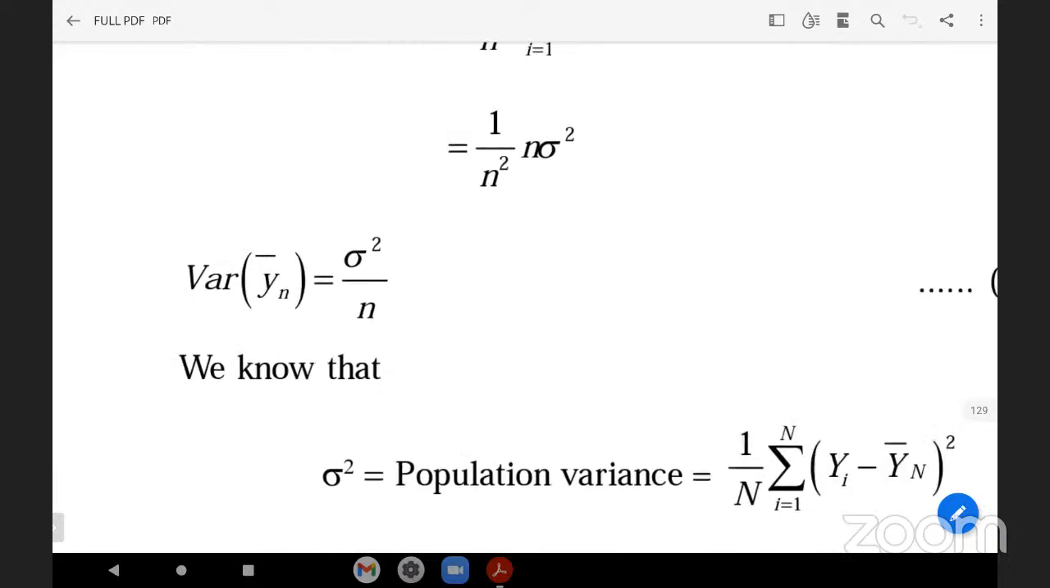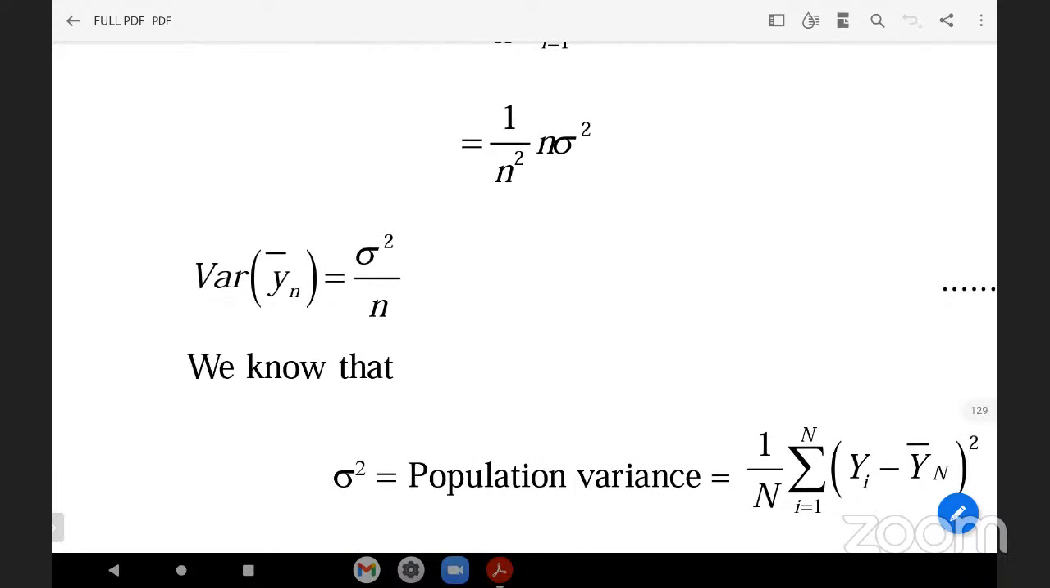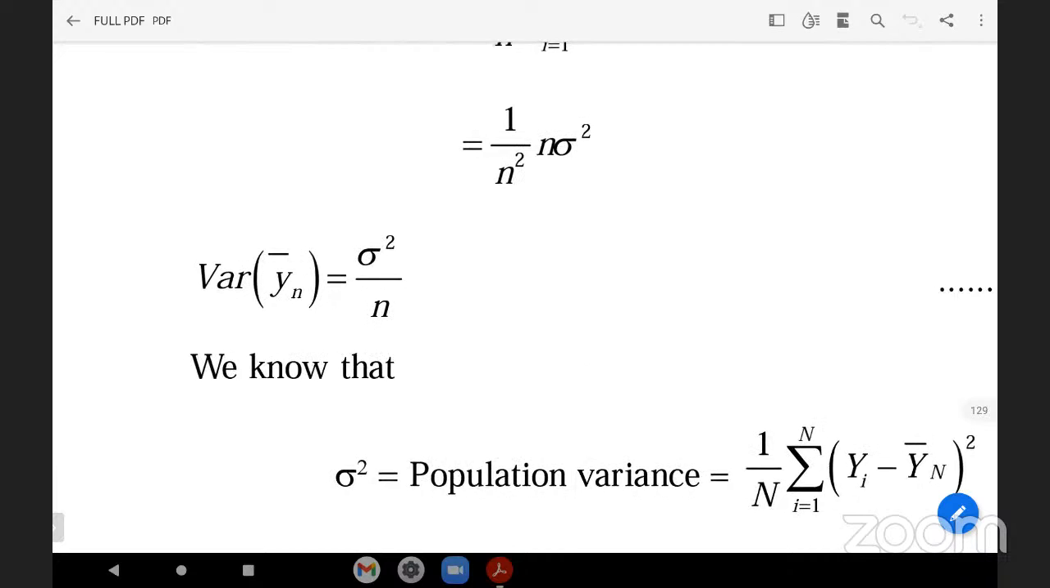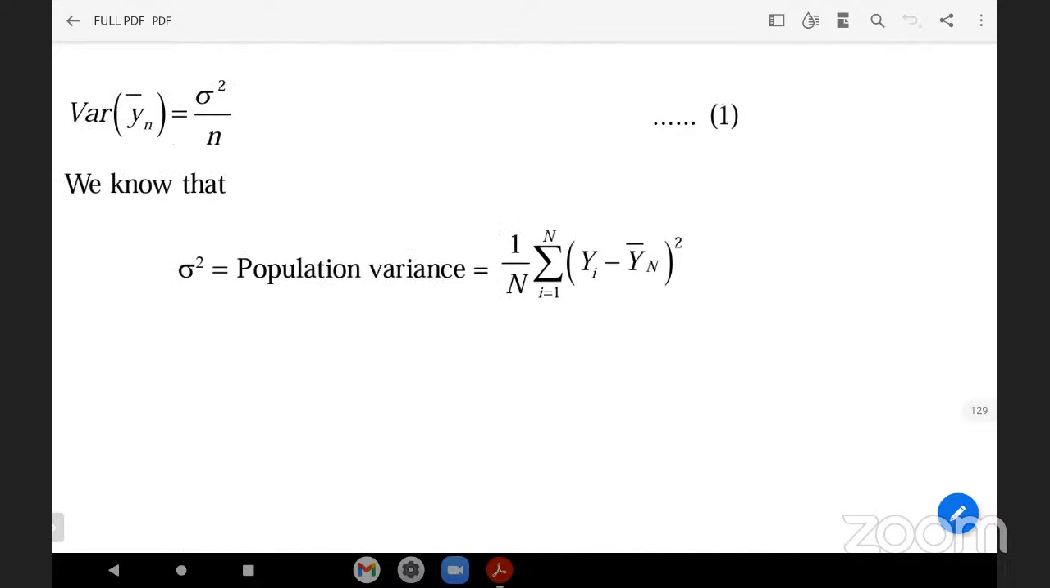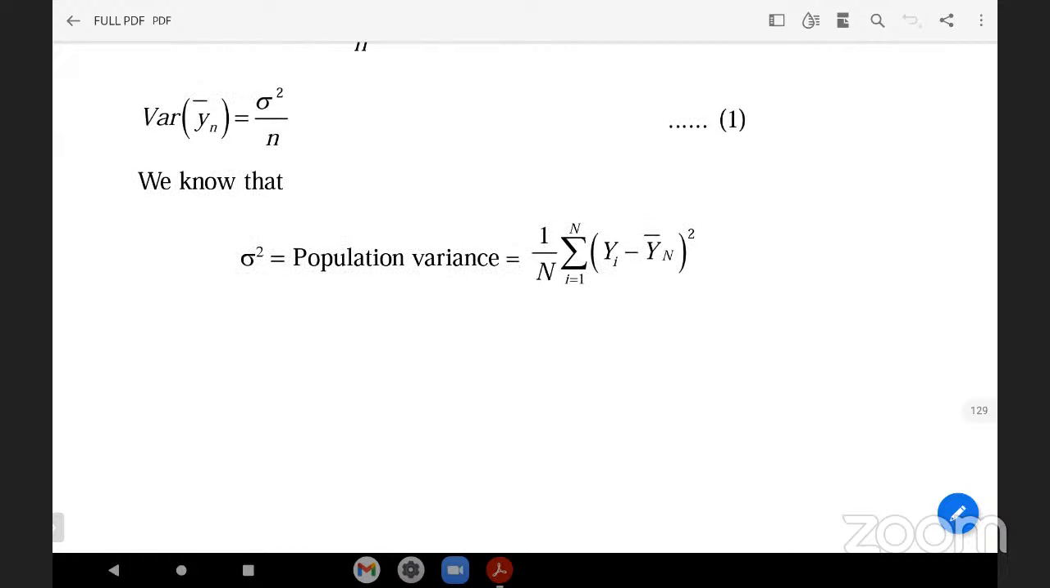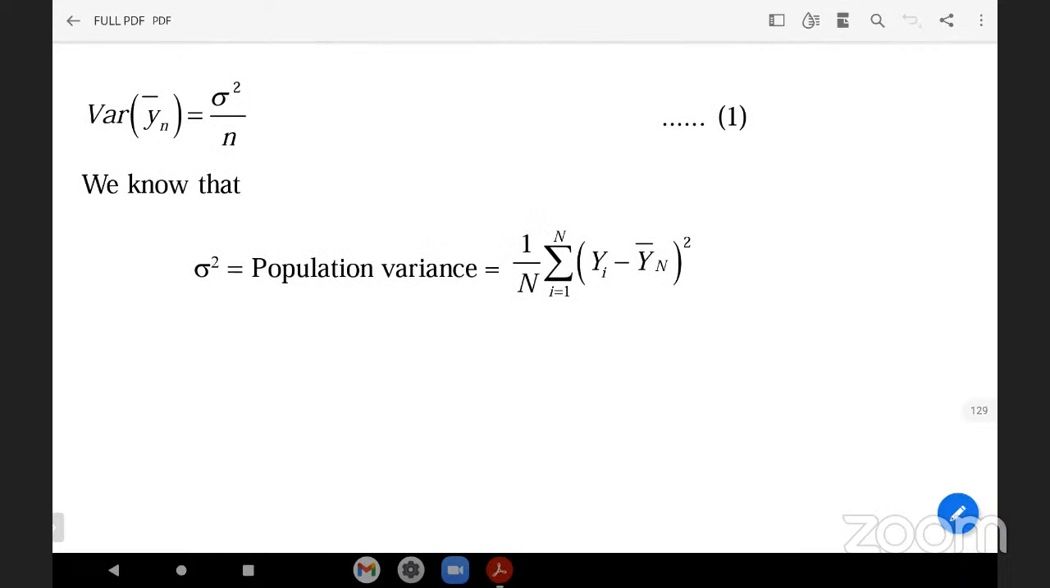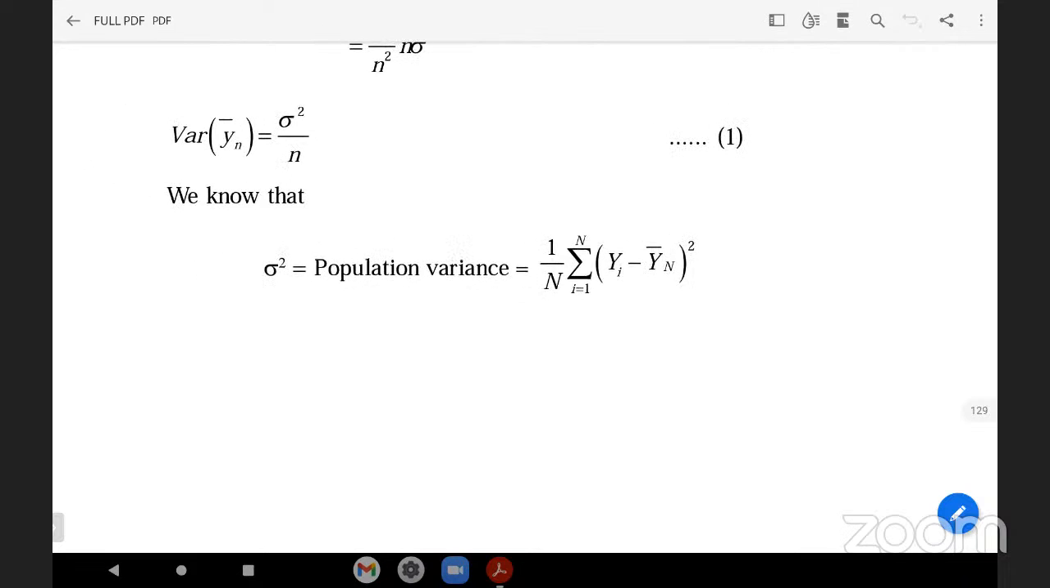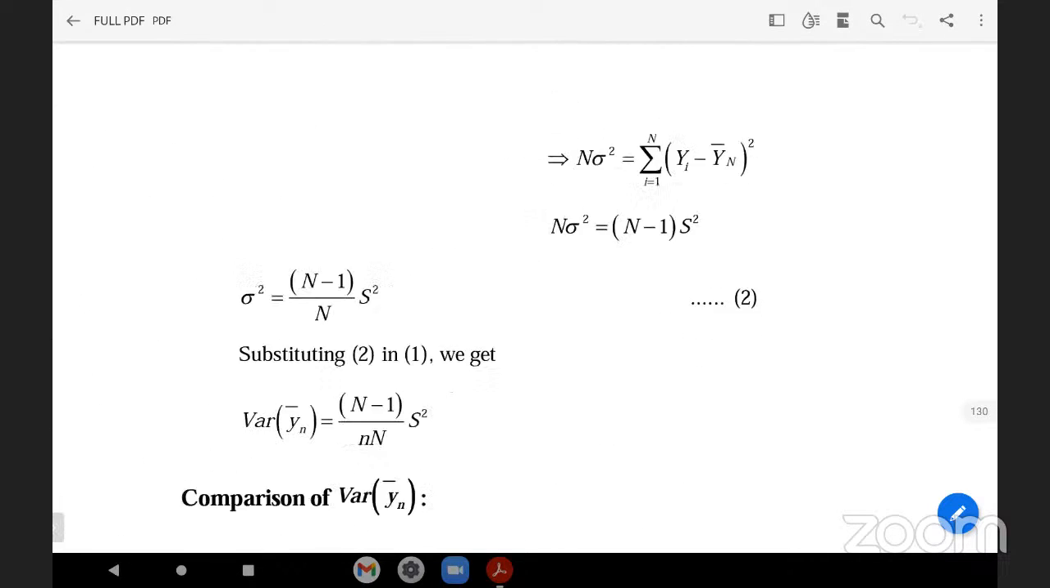This is the most important; every time you will be asked for the proof that variance of y n bar equals sigma square by n. Sigma square is clearly 1 by n into summation i equal to 1 to n of yi minus y n bar whole square. This is also the sample case, which comes to S square. S square means the sample variance: 1 by small n minus 1 into summation of yi minus y bar whole square. So the variance comes to sigma square by n. That is the most important.